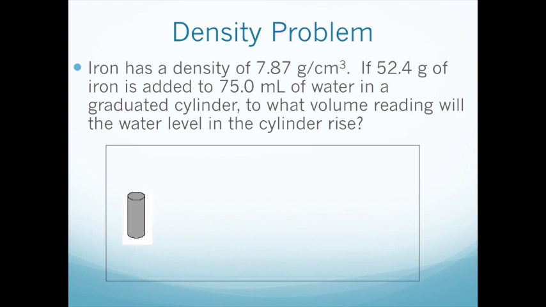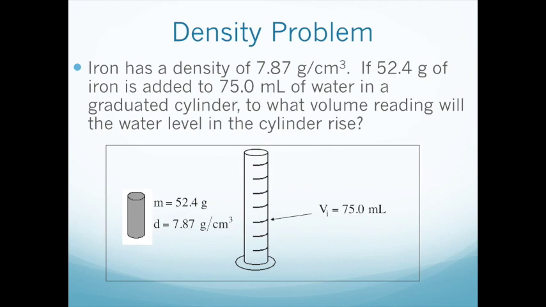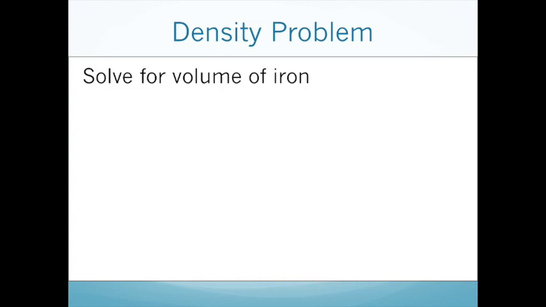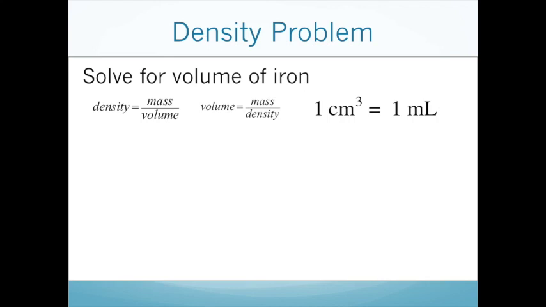So to start, you have the things I just said, and you have a graduated cylinder with 75 milliliters of water, which we're going to call VI, or initial volume. To determine the final volume, you want to solve for the volume of iron. So density equals mass divided by volume, and volume equals mass divided by density, if you rearrange that quotient. So 1 centimeter cubed is equal to 1 milliliter.